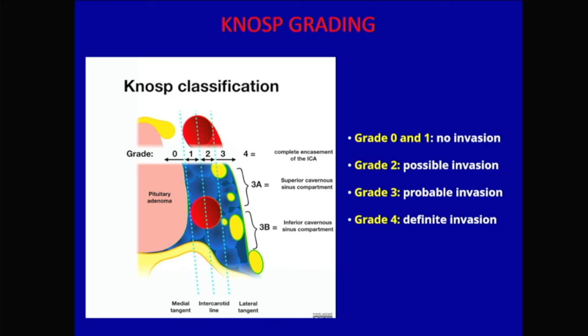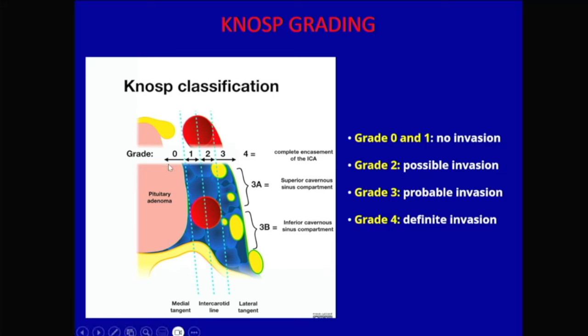So what we do is we draw three tangent lines considering the supraclinoid ICA and the intracranial ICA and cavernous sinus ICA. So this is the medial tangent. Then one line through the center of the two ICAs, that is the intercarotid line. And then the one along the lateral margin. So that is the lateral tangent. And then you look how far the lateral margin of the macroadenoma is going.